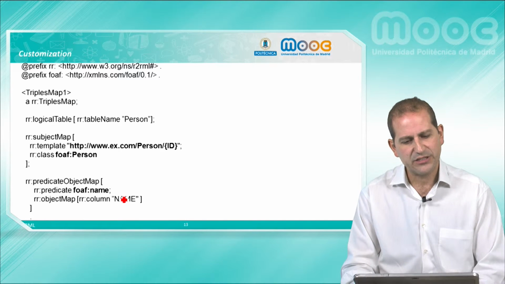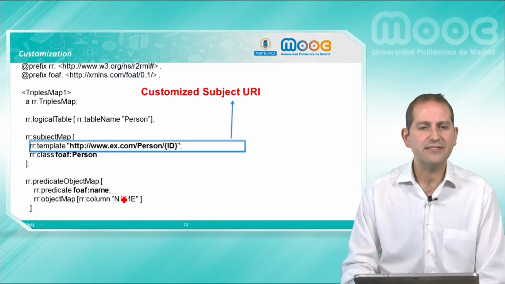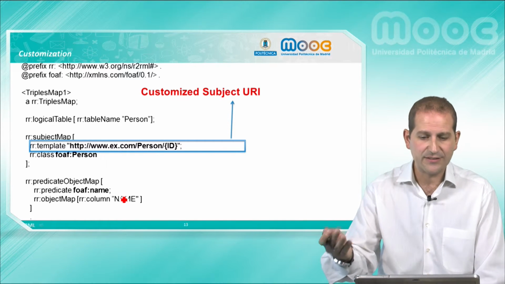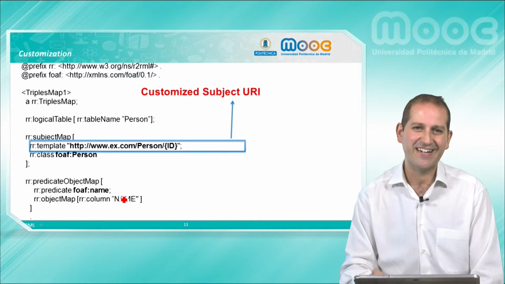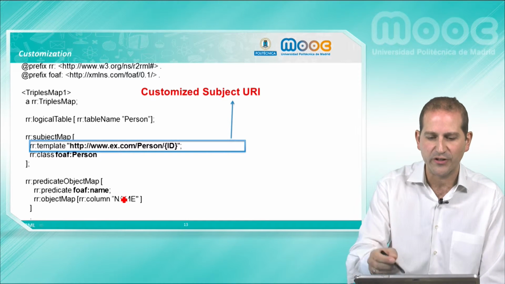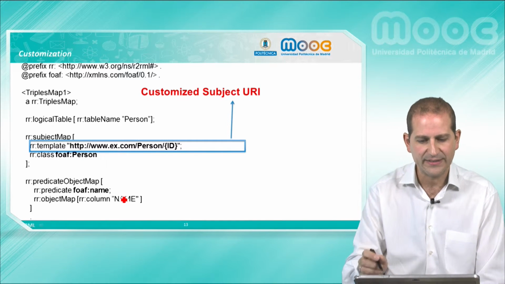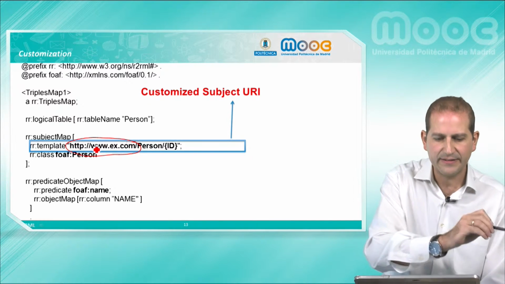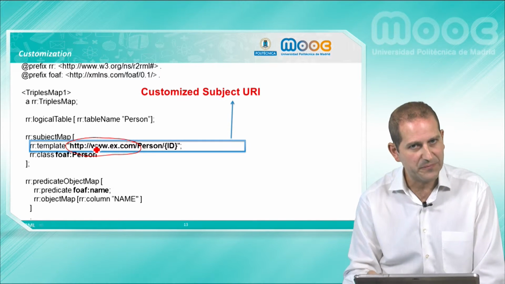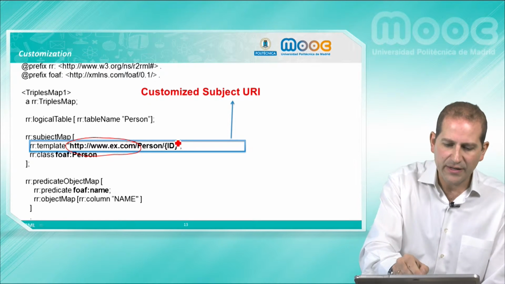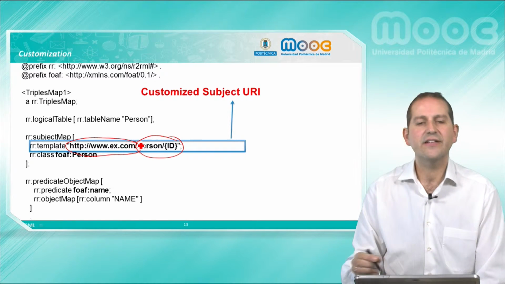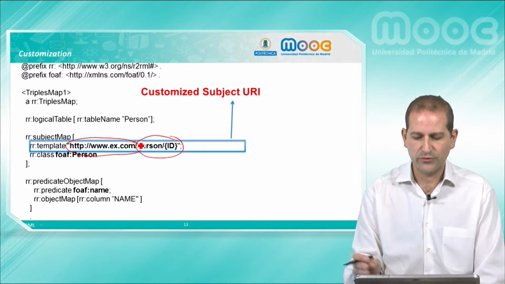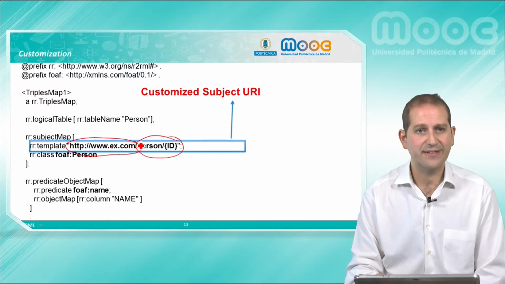Obviously, we could change all these templates in order to refer to our own URIs, not the ones that would be generated directly from the direct mapping. So this is what we call customized subject URIs. In this case, as we can see in the example, we are still using www.example.com to start the URI, but now we are generating the URIs differently, using the ID to generate the part of the URI that is different.